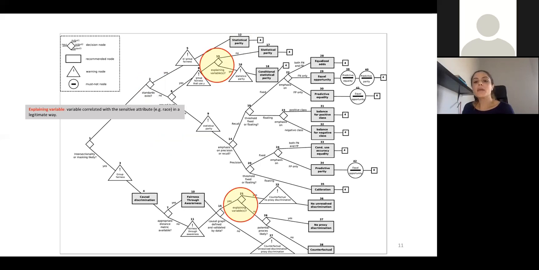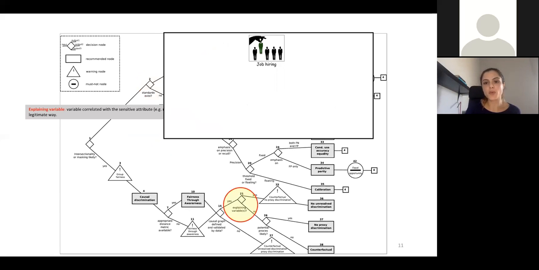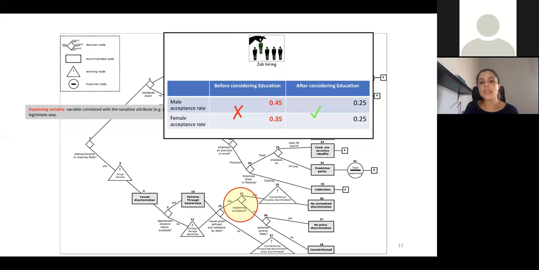Now, in case some explaining variables exist, which are merely variables highly correlated with a sensitive attribute, but in a legitimate way. Here, let me give you an example. Assume we have a job hiring setting, and then the education level, for example, can be used as an explaining variable to explain the difference or the disparity between the male and female acceptance rates. Okay, as shown here in this table.